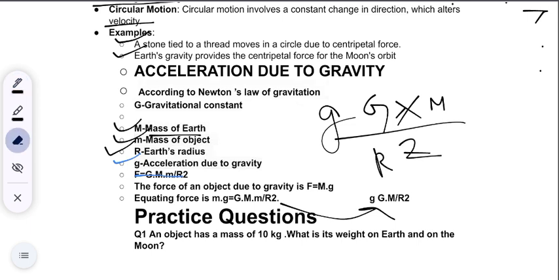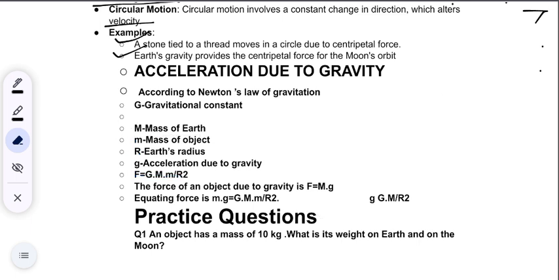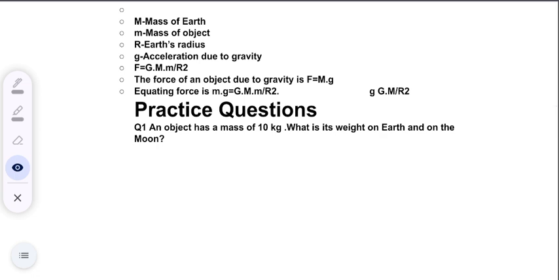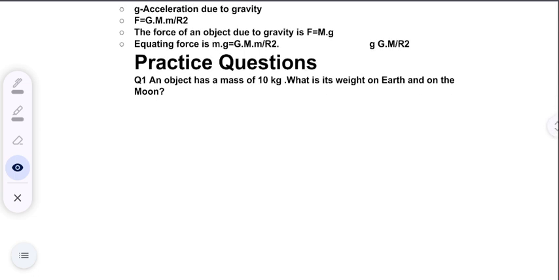Now there are some practice questions. An object has a mass of 10 kg. What is its weight on earth and on moon? Okay, first understand this question properly. If you have seen my part 1 videos, you know that there were some numericals which were not of the topics I taught in the previous video. They were the topics which are to be covered in this video.